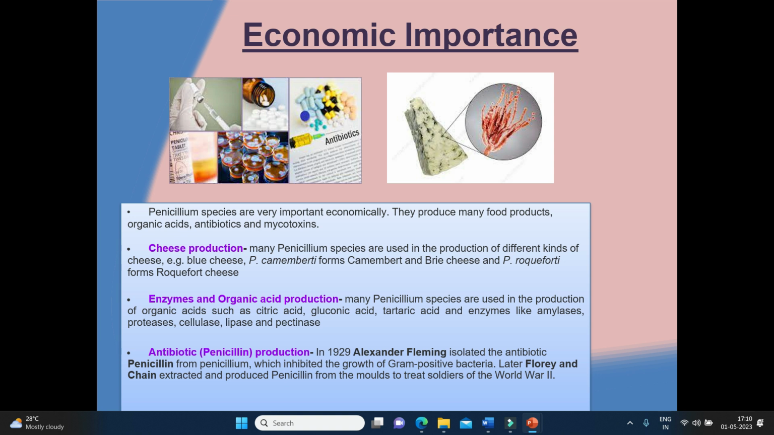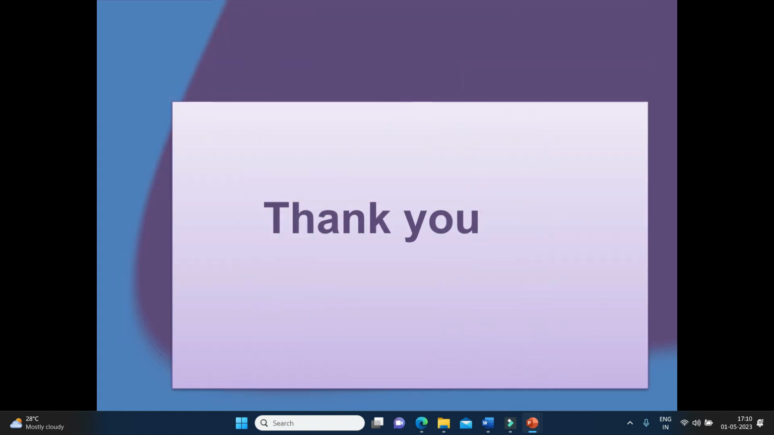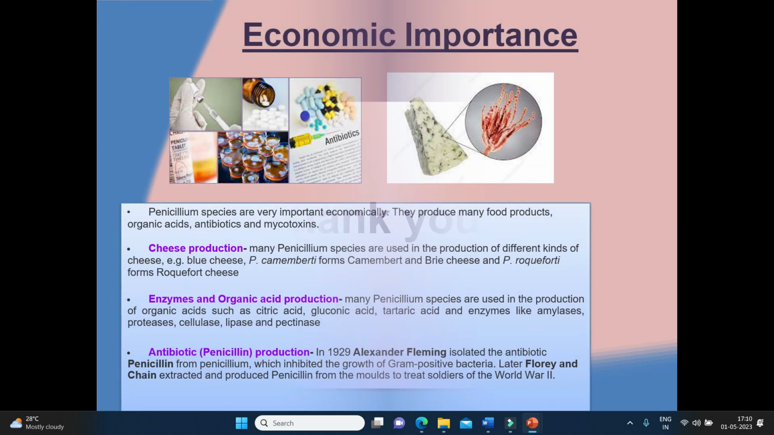Enzymes and organic acid production: many Penicillium species are used in the production of organic acids such as citric acid, gluconic acid, and tartaric acid, and enzymes like amylases, protease, cellulase, lipase, and pectinase. Antibiotic production: in 1929, Alexander Fleming isolated the antibiotic penicillin.